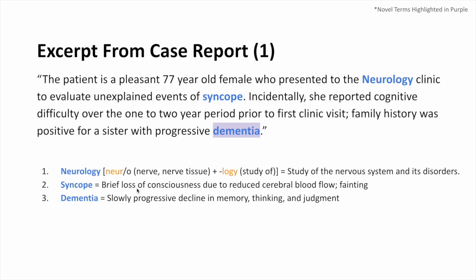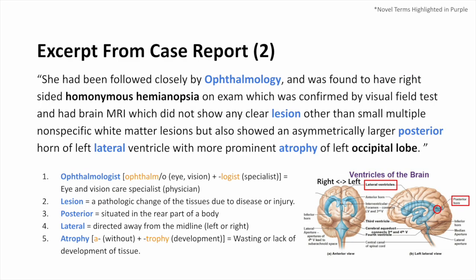Incidentally, she reported cognitive difficulty over the 1 to 2 year period prior to the first clinical visit. Family history was positive for a sister with progressive dementia. Second excerpt I prepared goes, she had been followed closely by ophthalmology. So ophthalmology is a term that combines ophthalmo plus ologist, specialist. So, eye and vision care specialist, or ophthalmologist.